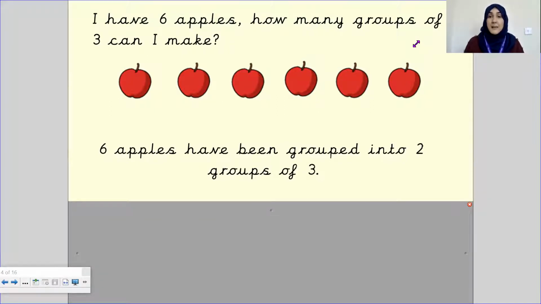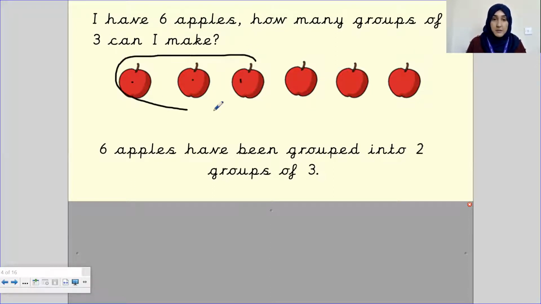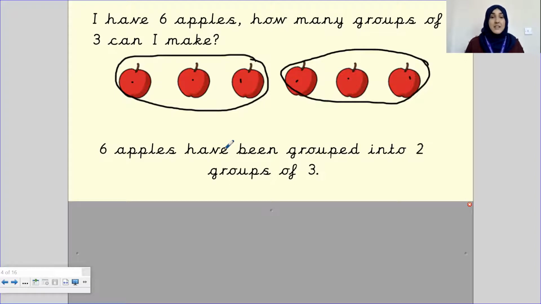So I have 6 apples. How many groups of 3 can I make? So I'm going to count. That's 1, 2, 3. Okay, that's one group. Here's 1, 2, 3. There we go. 6 apples have been grouped into 2 groups. Yes, 2 groups of 1, 2, 3. 3 apples in each group.